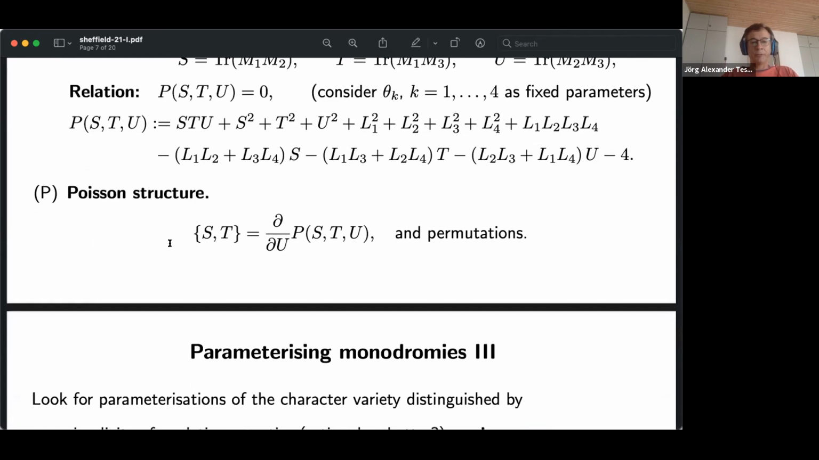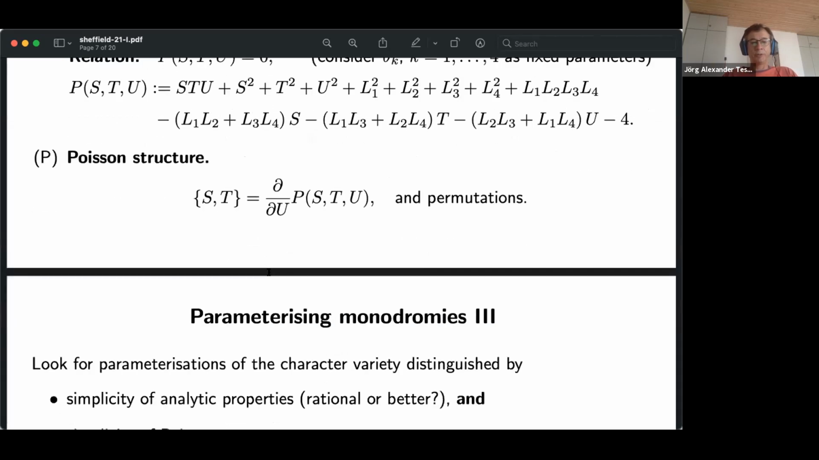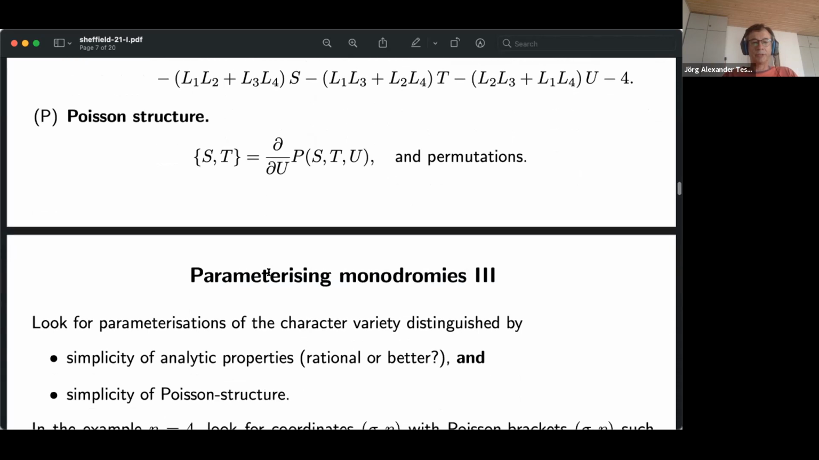And on top of that, we have a Poisson structure, a natural one. That of course requires more discussion. But in a nutshell, what you can quickly observe, after some computations, is that the Poisson bracket between these basic coordinate functions s, t, and u is also expressible in terms of the same polynomial p by taking a partial derivative. So with this, you have also defined a Poisson structure on this character variety. So these are the two main structures that will be important for us in the rest.